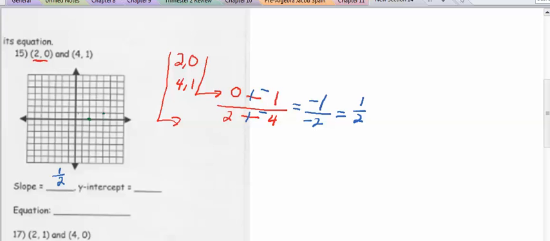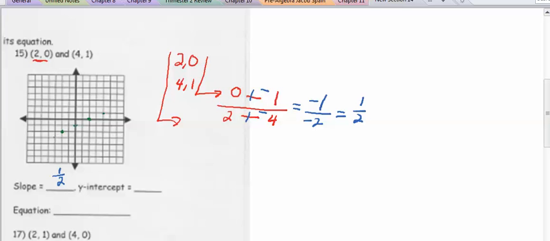Okay, now I need to find out where it crosses the y-axis. I know my slope is 1/2, so I'm going to start from here because I want to make it cross here. So I'm going to go down negative and over negative 2, because 2 negatives make a positive. Negative 1, negative 2. 2 negatives make a positive.